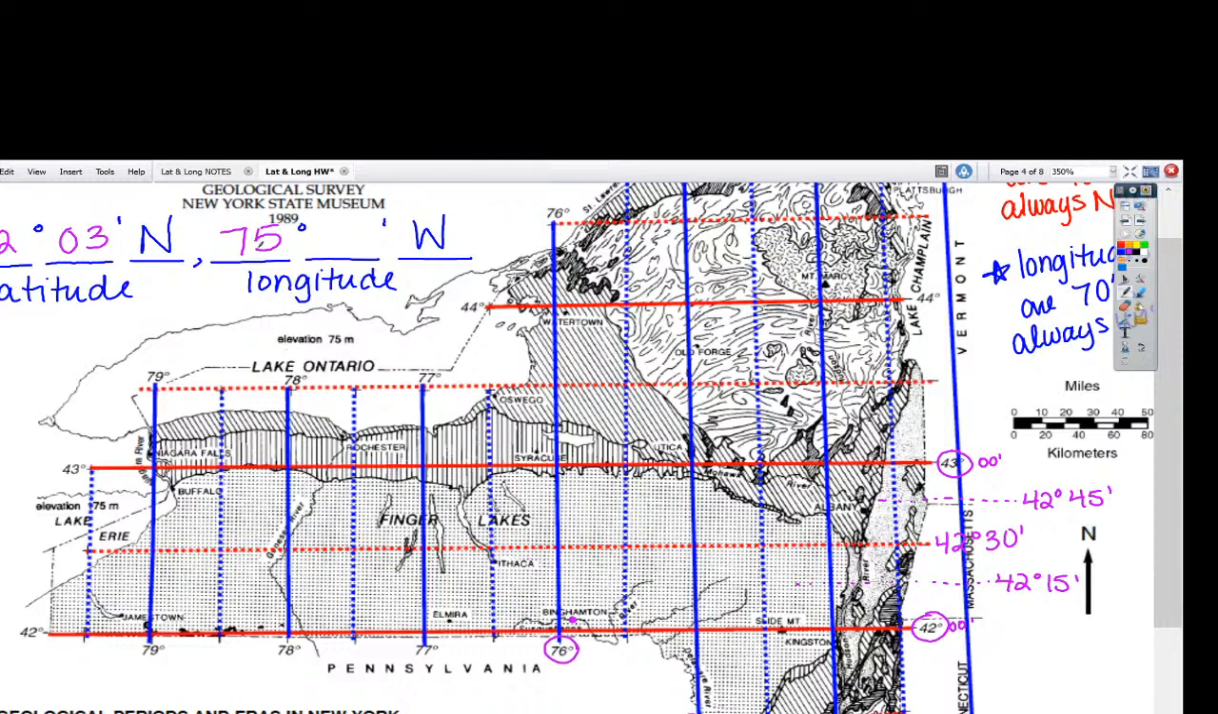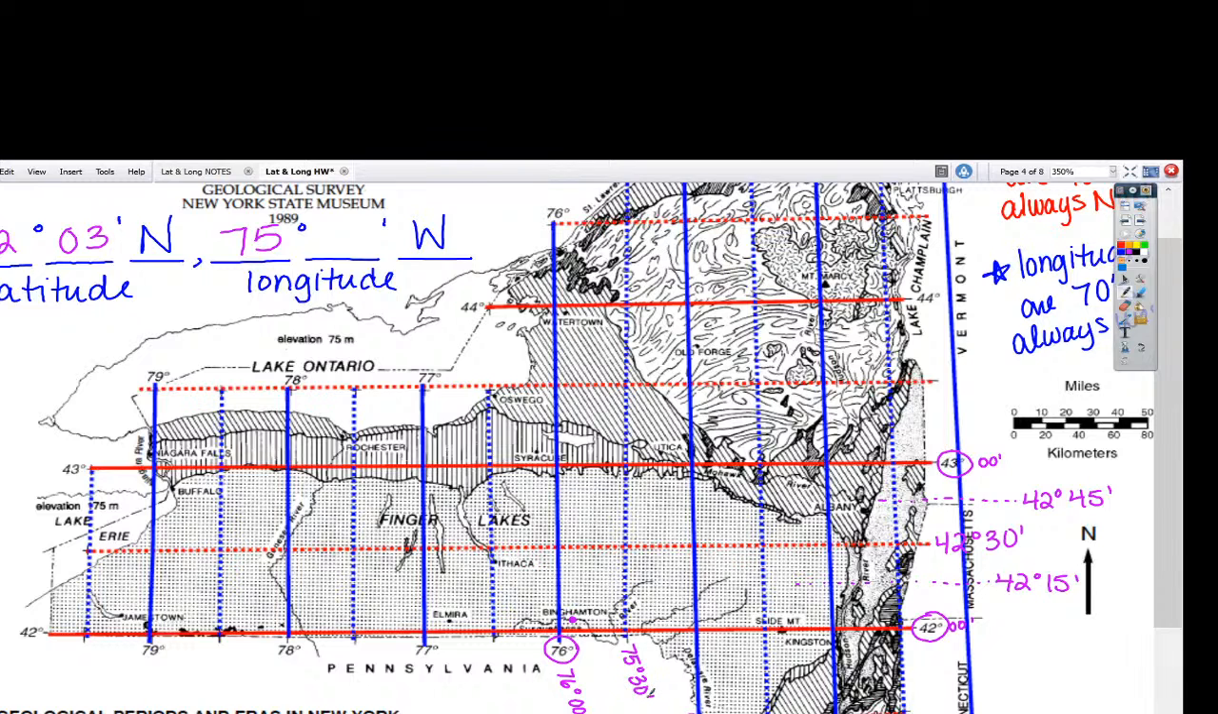Okay, and now we need to estimate again. So it's the same idea, except these lines are vertical. This is 75 degrees, 0 minutes. This is 76 degrees, 0 minutes. So what would this dotted line be in the middle? This dotted blue line between the 75 and the 76. How many minutes would that represent? 30 minutes. So this is 75 degrees, 30 minutes.